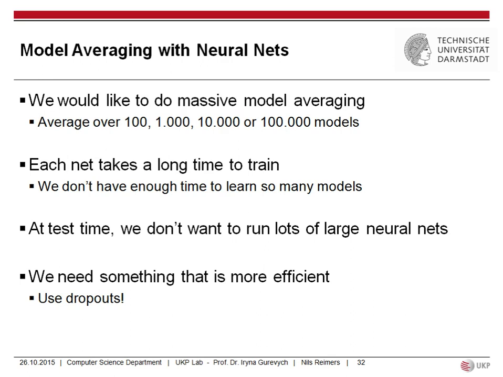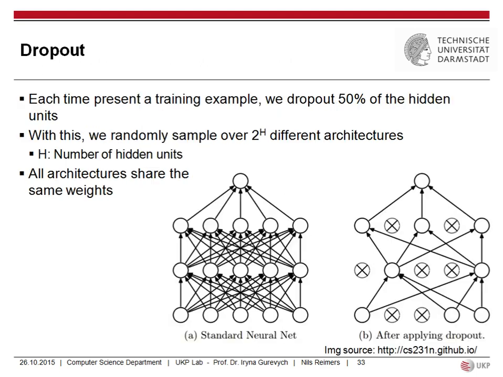The problem is that each network takes a long time to train. When you tried the experiments, even on small data sets, on simple examples like handwritten digit recognition, you see it takes a really long time. And we don't have enough time to learn so many models, so no one wants to train 100,000 models. And at test time, of course, we do not want to compute the output of 100,000 neural network models and do the average. So we need something that is more efficient, and we use dropout for that, which is, from a mathematical point of view, really crazy, but a really beautiful idea.